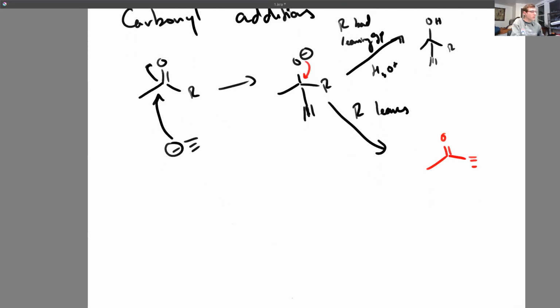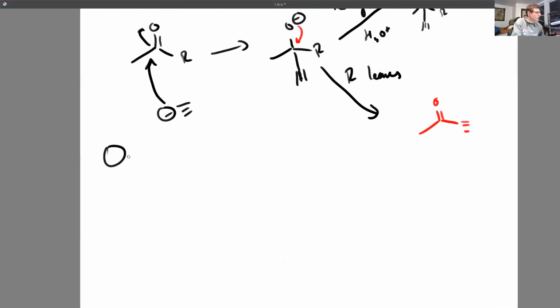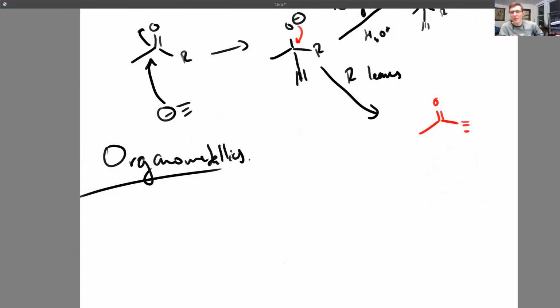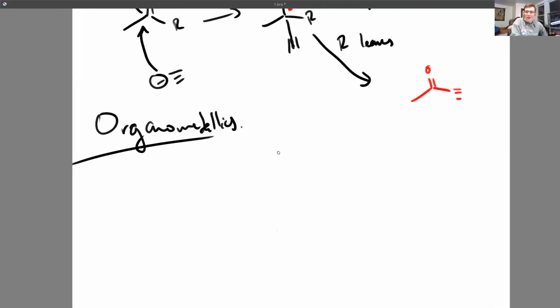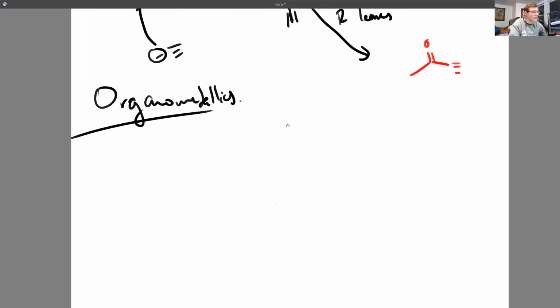So here, this is carbonyl additions, right? And now we get to, oh geez, this is the worst spelling ever, organometallics. Now this is kind of serious, right? Now we can do stuff with organometallics. And for the most part, although this is not entirely the case, we react onto these carbonyls.